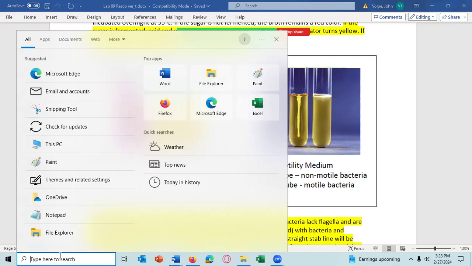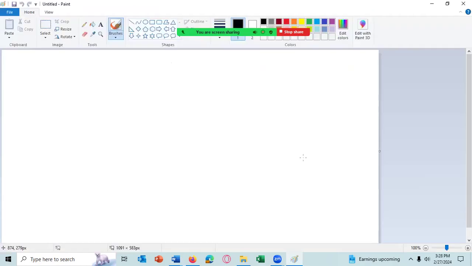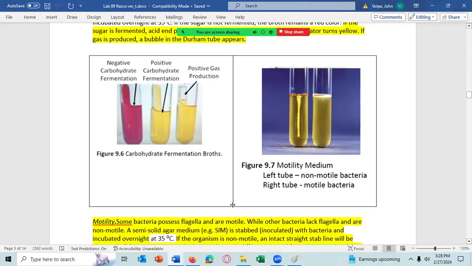Let me blow out the paint here. So when you inoculate the tube, as shown here, if you only see bacteria growing in the stab, then you know that the bacteria is non-motile. It lacks a flagella, and so it can only grow in the stab mark.